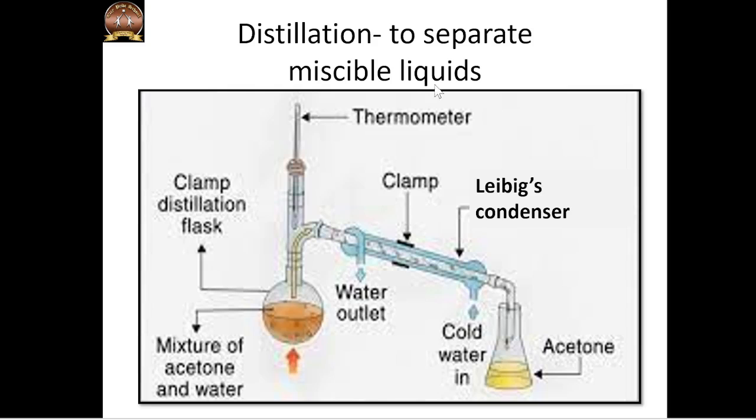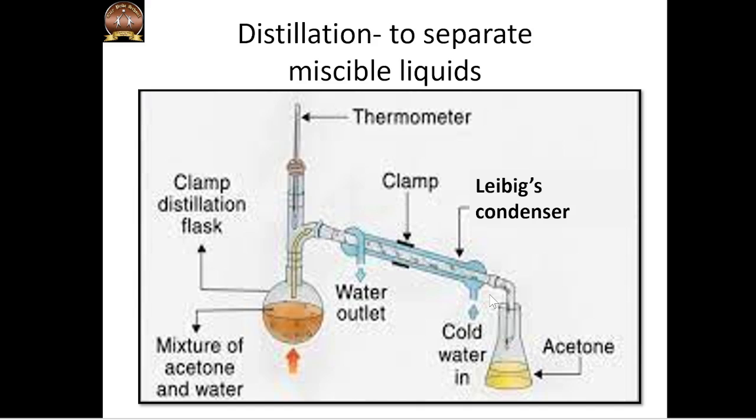Let's take a look at the distillation apparatus. It has a round bottom flask with two mouths. The larger mouth is sealed or clamped using a rubber cork onto which a thermometer is fixed. It has an outlet, a small pipe, also at the top, which is further connected.